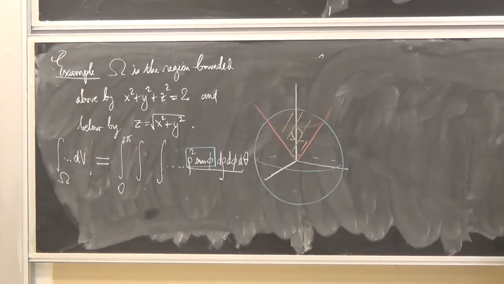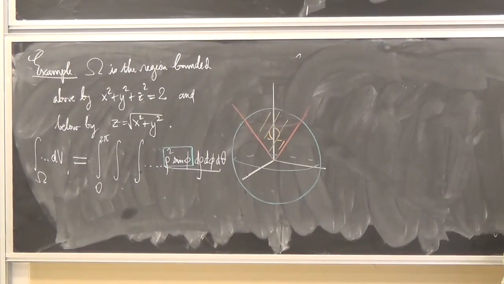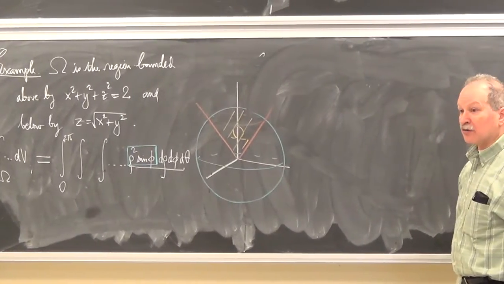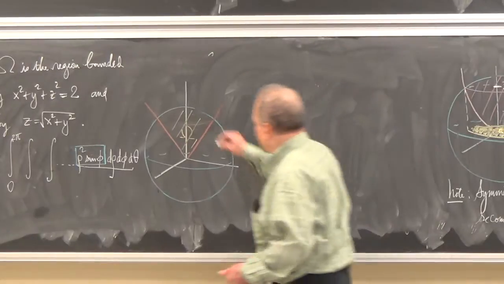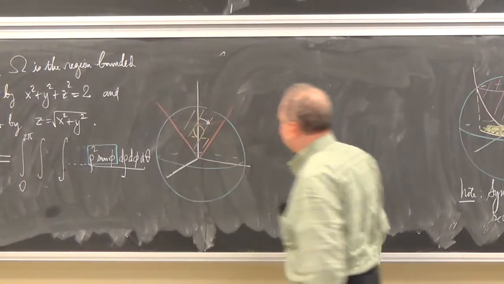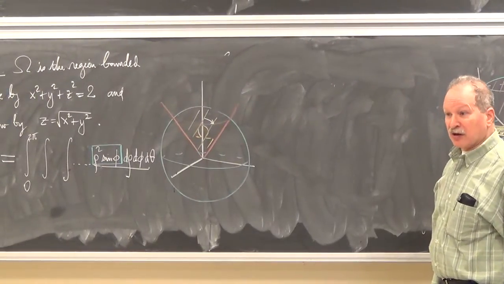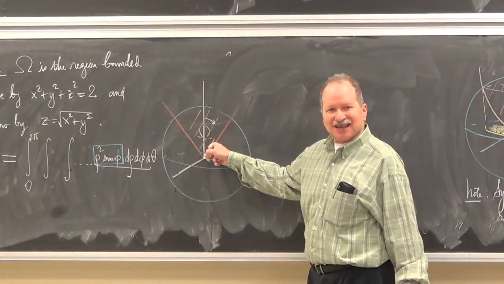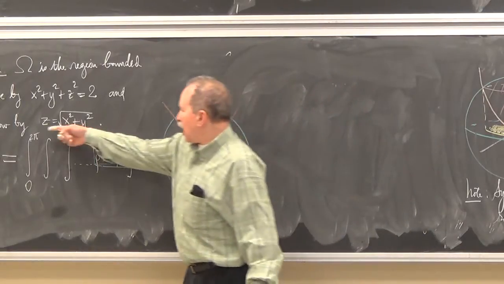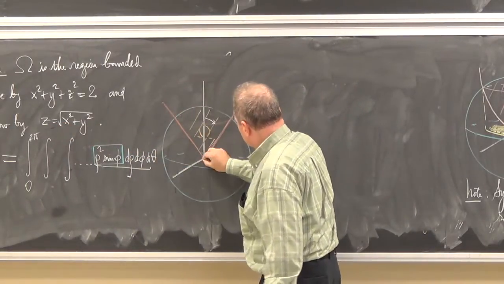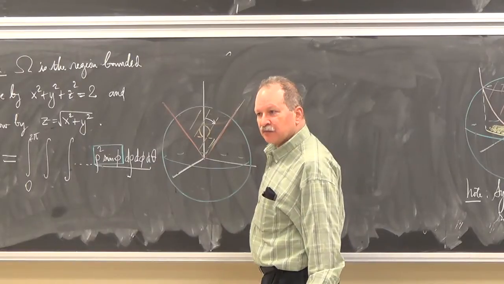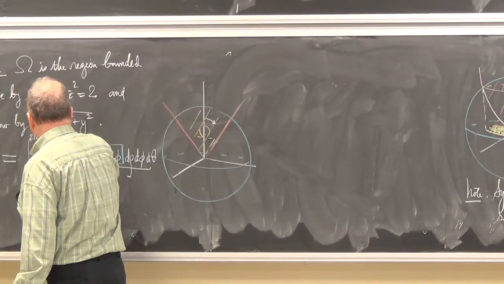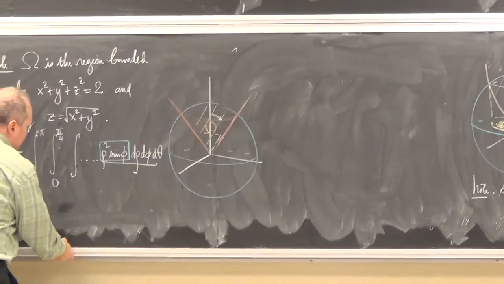0 to pi over 4. How do you know it's pi over 4? No. Theta is this angle. Phi is this angle. Oh, right. So 0 to pi over 4. Everybody agree? When Daniel said it was a pi over 4 angle here, that was what he was thinking of. This line here has slope 1. That makes this angle pi over 4. You can get it algebraically.